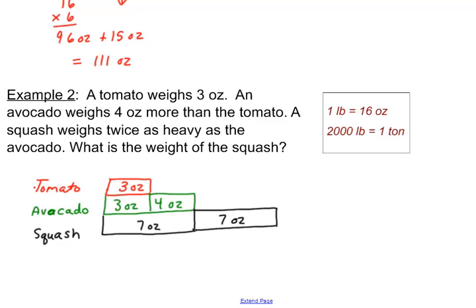So what is the weight of the squash? Well, the squash is 2 times 7, so we have 14 ounces. Since the 14 ounces is less than 16, we can leave it like that. We don't need to change it to pounds at all. Alright? So that was our teacher solution for weight.